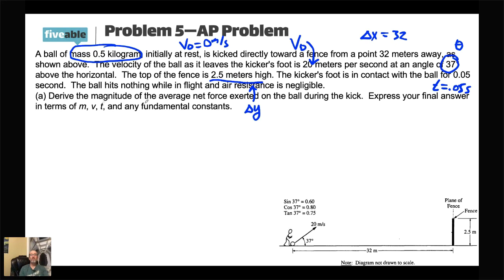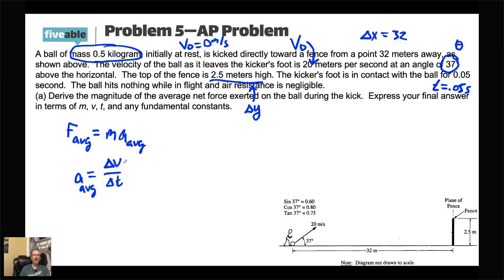Okay, here we go. It says derive the magnitude of the average net force exerted on the ball during the kick. Express your final answer in terms of m, v, t, and fundamental constants. So we want the average net force, F average. And we know that force is equal to mass times the average acceleration. Even if you haven't been in dynamics or forces yet, you know that equation. F equals ma, it's that classic equation. One thing you do know is acceleration is equal to the change in velocity over the change in time. And remember, that is the average, not the instantaneous acceleration.